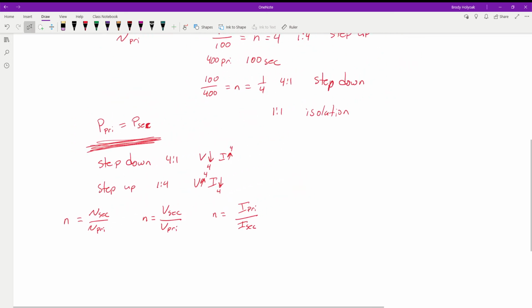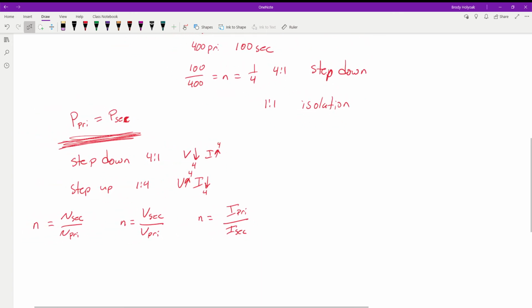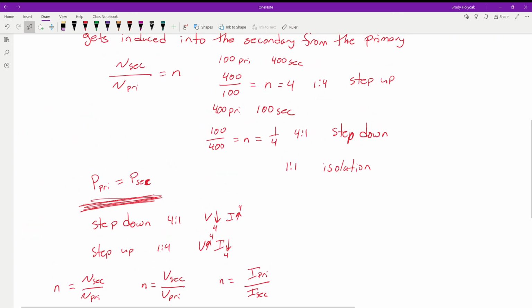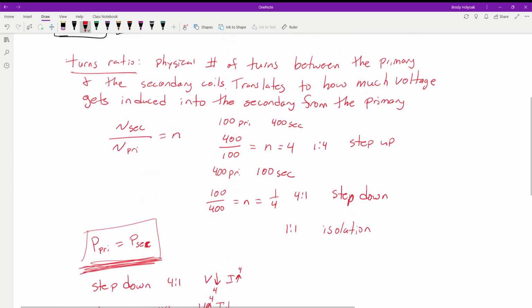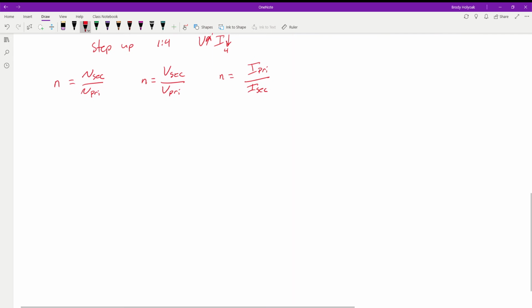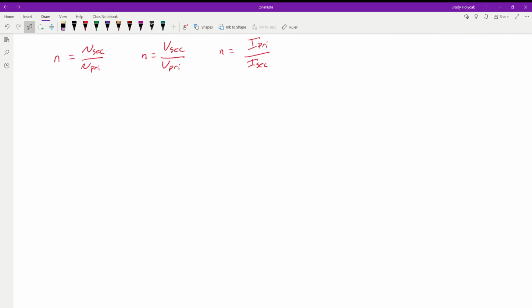that's kind of the basic understanding of how the transformer works and why it does what it does. We step up the voltage, we step down the current. If we step down the voltage, we step up the current, because power has to be maintained throughout the entire system. So now that we have the equations and ratios set up, and a very basic understanding of how transformers work, that's all they are. They're just two coils of wire. We energize one, it induces a voltage in the second one, and we can use that voltage, based on what our turns ratio is.